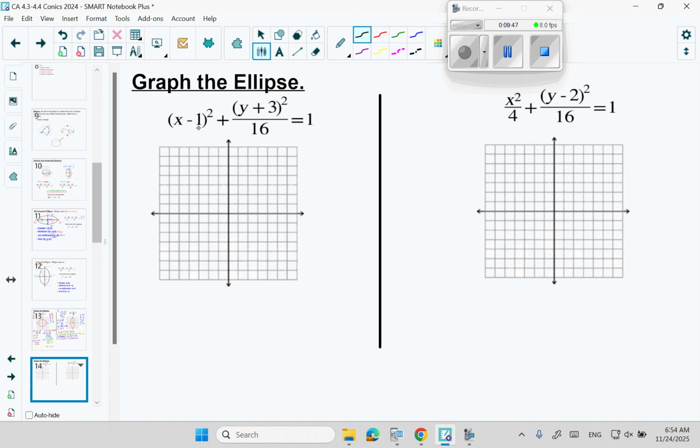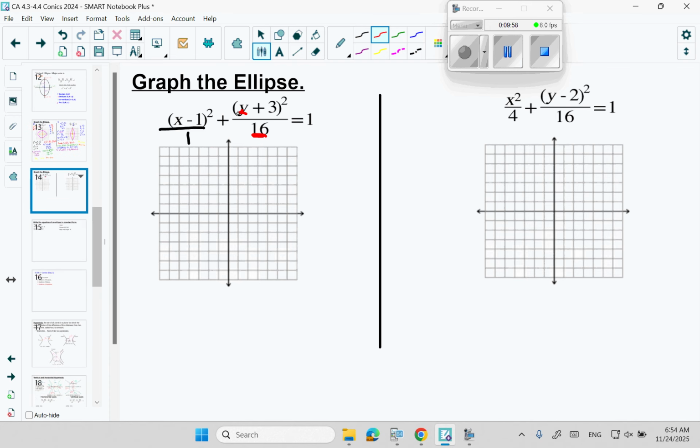Here, the one weird thing is this one doesn't have a fraction. I can put it over 1. That's perfectly fine. So looking at the denominators, I can see that the 16 is naturally bigger. So that is with my y value. So I'm getting stretched vertically. So h, what am I subtracting from x? That'd be 1. K, what am I subtracting from y? That'd be negative 3. A, well, a squared is 16, so a has to be 4. B squared has to be 1, therefore b is 1.